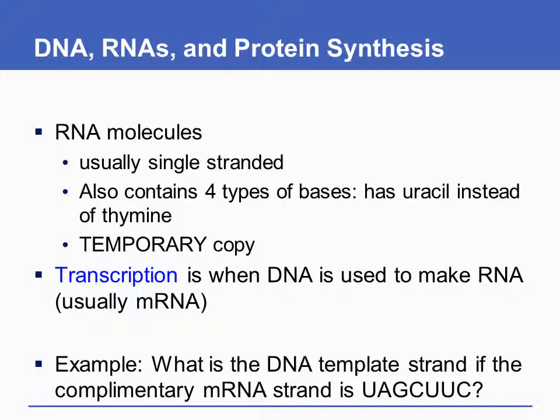So if I say to you, what is the DNA template strand if the complementary mRNA strand is UAGCUUC? Well, we know that U pairs with, well, uracil is taking the place of thymine, so it would be U pairs with A, A pairs with T, G with C, C with G, U with A, U with A, and then C with G. This is something we can talk more about in class.